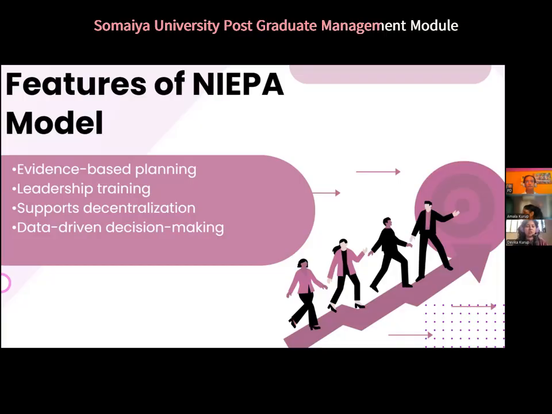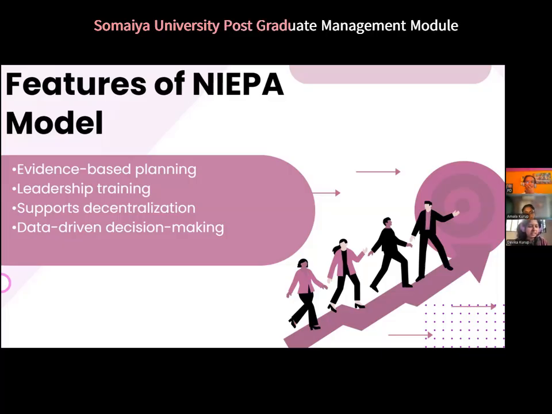Leadership training. NIEPA enforces leadership training for all facilities and governing bodies. They take care of the quality assessment of every institution. It supports decentralization. It does not come under the government system, and it does not come under the UGC. UGC is under the centralized governing system, but NIEPA is apart from that. They also look into the governing system as well.